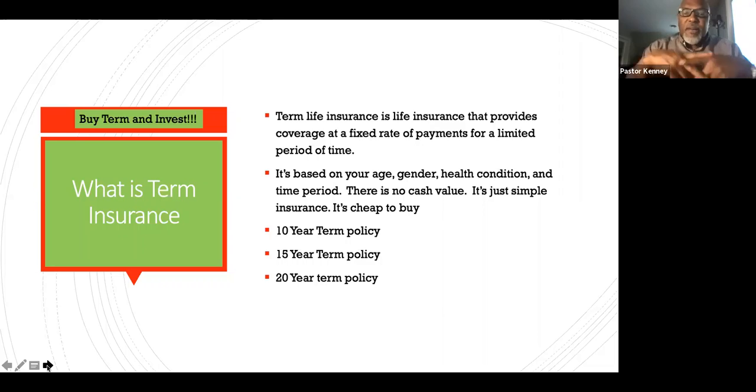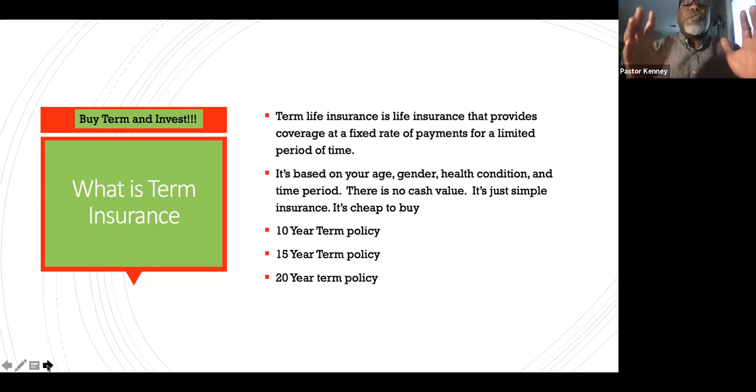But anyway, with term insurance, you can get a 10-year, 15, or 20-year term policy. If you look at the 20-year, that gives you 20 years to start saving to the point where at the end of 20 years, I don't need insurance anymore. And if you think that way, term works great.